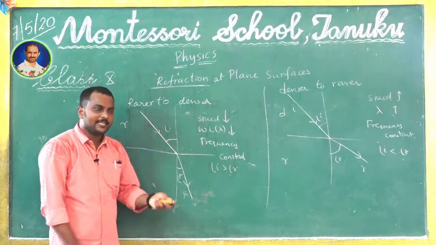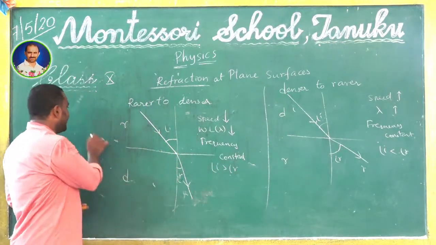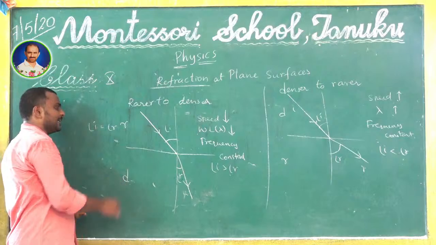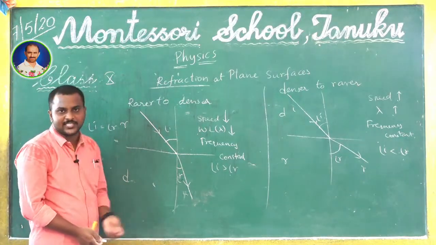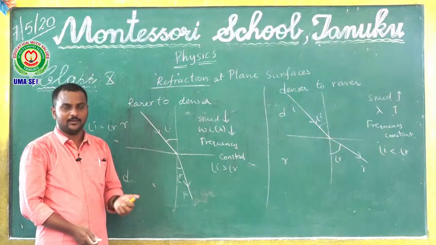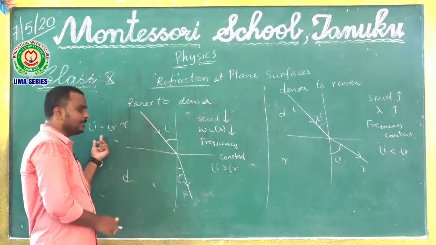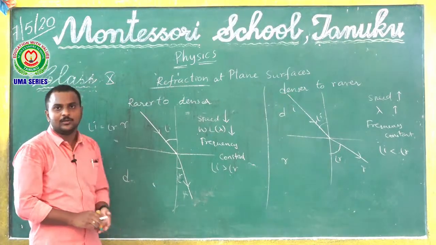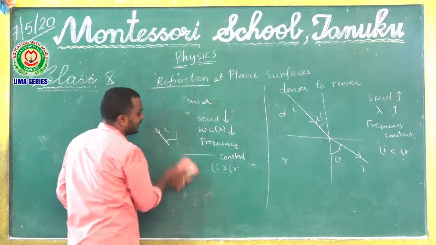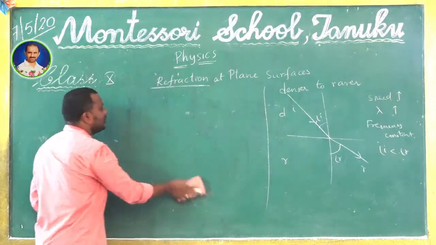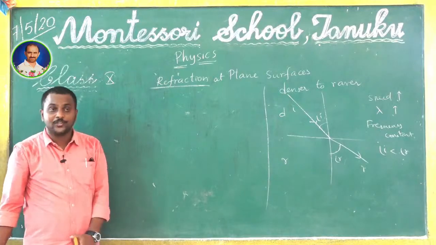So will it be possible for angle I to be equal to angle R? Is it possible that angle of incidence and angle of refraction become equal? This we will discuss as the conditions for no refraction. What are the conditions for no refraction?